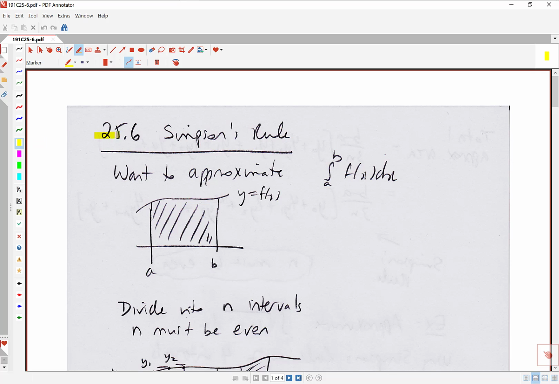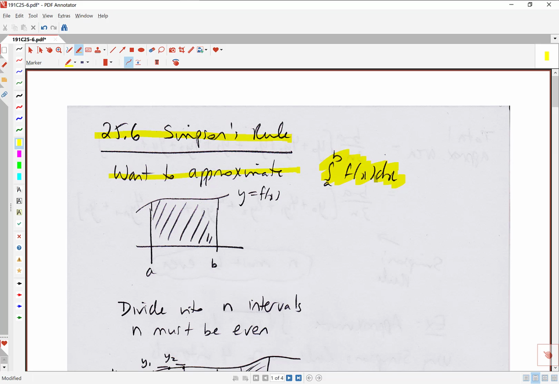In this video, we're going to be talking about Simpson's rule. This is going to build on the trapezoidal rule that we saw in the previous video. So the idea is the same kind of setup as we saw in the previous video. We want to approximate the value of a certain definite integral.